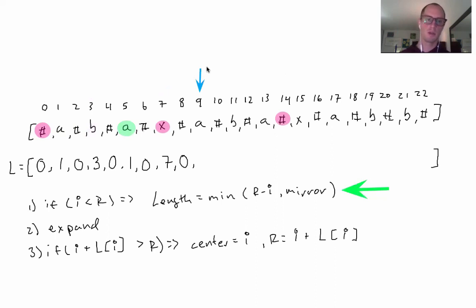Index 9 has a mirror at index 5. We can use index 5's palindrome to update index 9. We'll try to expand around index 9. We cannot expand farther. We also cannot update the center because index 9's palindrome does not expand beyond the right barrier. At index 10, its mirror is at index 4 and its palindrome is 0. We can use its palindrome to update index 10. We'll try to expand. We cannot expand. So we'll increment our pointer to index 11.